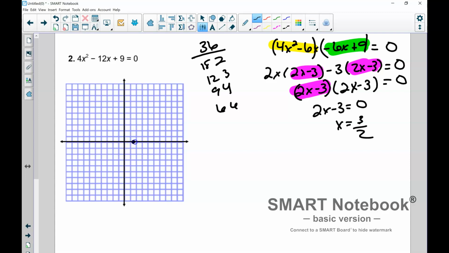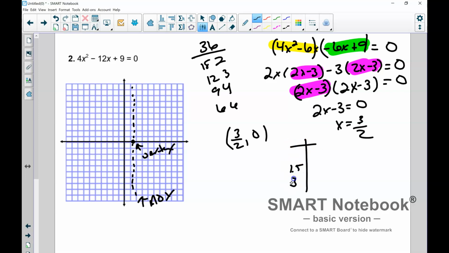And also because it's my only point on it, I know that this is also my vertex. That's my axis of symmetry. Okay, and that's my vertex, which means the vertex is at 1.5, 0. So how do I find my other points? I'm going to go exactly 1.5 out, because adding 1.5 gives me a nice number of 3. And then if I go the other way symmetrically, that's going to be 0.